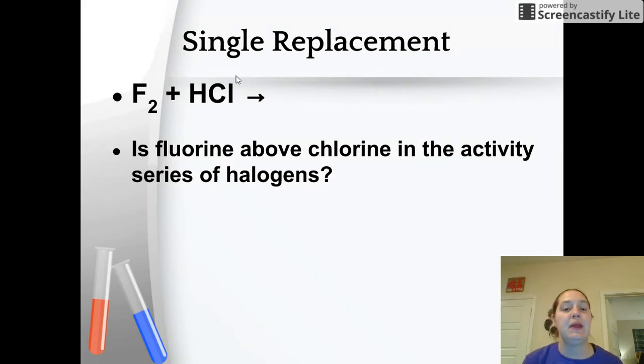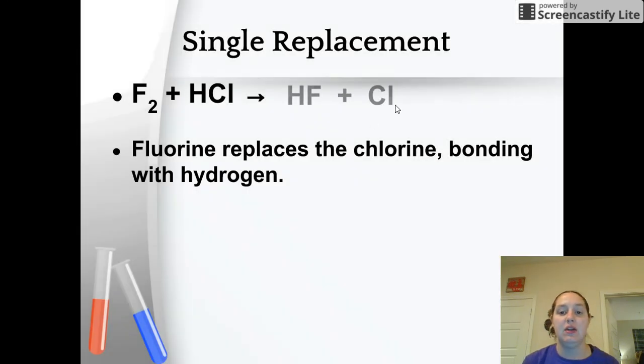Fluorine is trying to replace the thing like it in HCl. So fluorine is trying to replace chlorine. So is fluorine higher than chlorine? And the answer to that is yes. So this reaction proceeds. So fluorine is going to kick chlorine out by itself. So we expect to see chlorine over here by itself. And now we expect to see a compound between hydrogen and fluorine. So if we take a look at that, that's going to look like this.